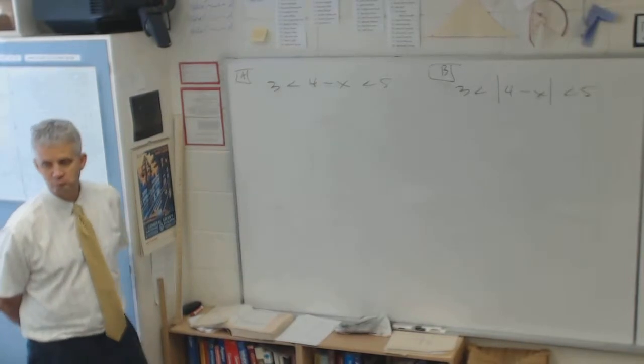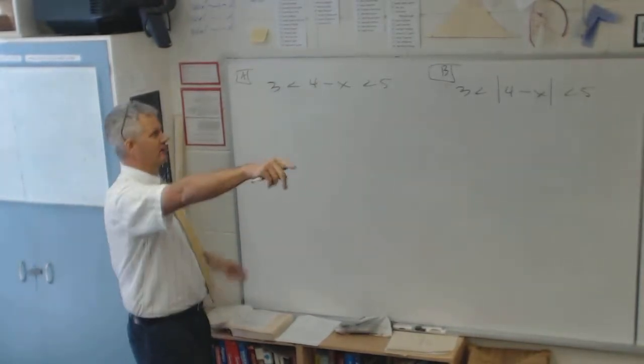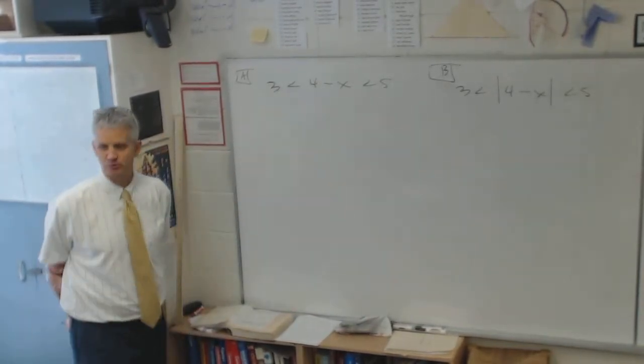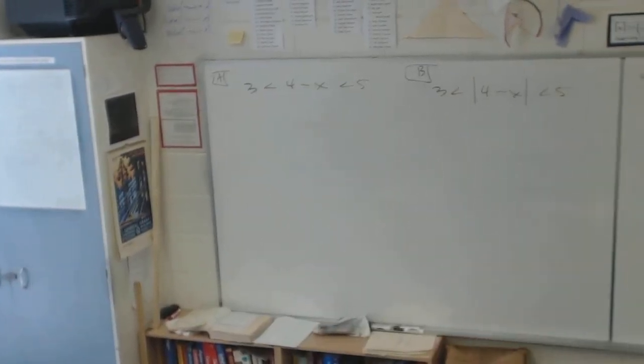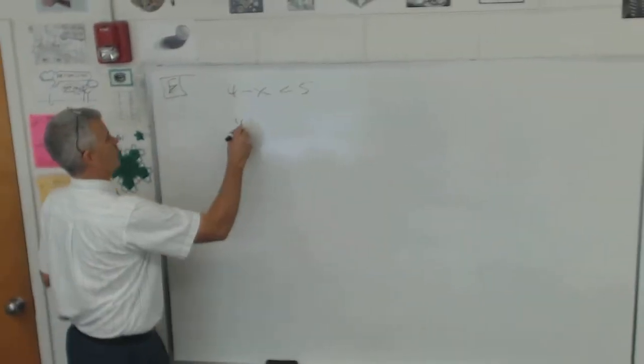I want you to do the easiest one. Look at A, B, C, D. What do you think is the easiest one? E. Okay, so we're going to do E. Knock it out, Josh. How do we handle it? Subtract 4 from both sides.